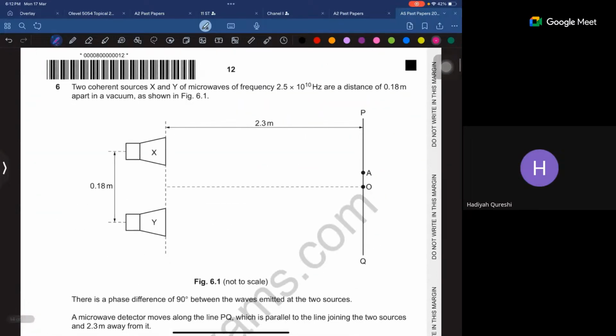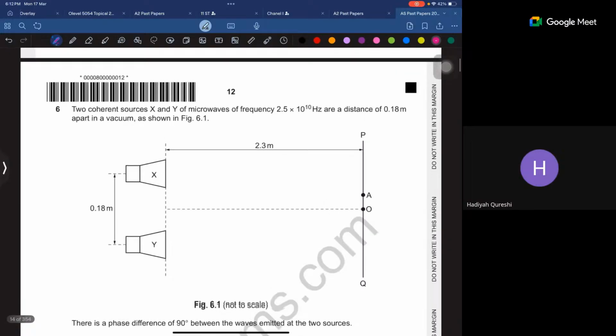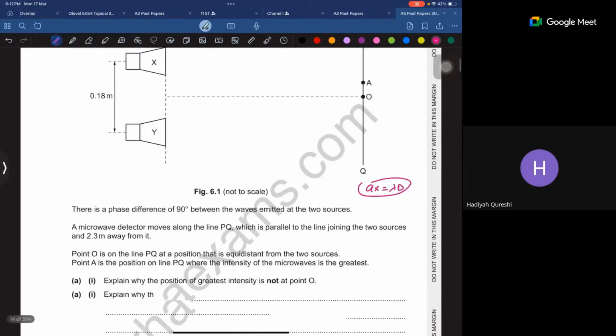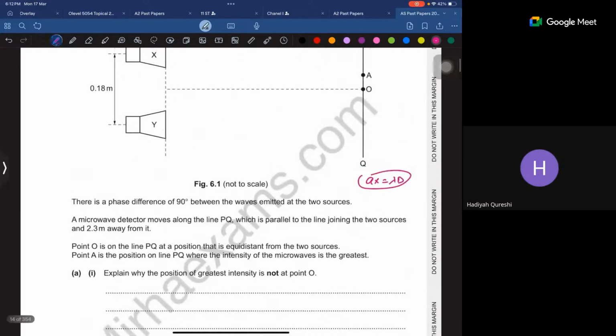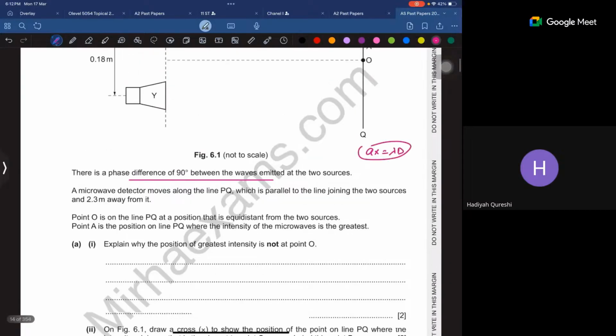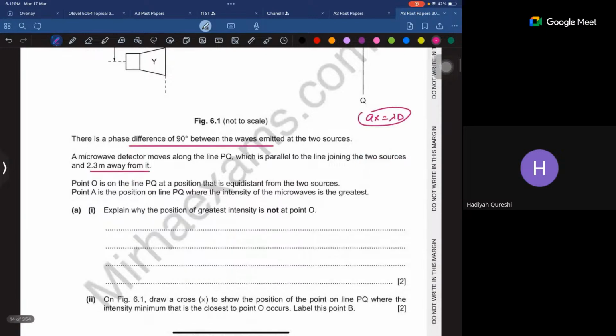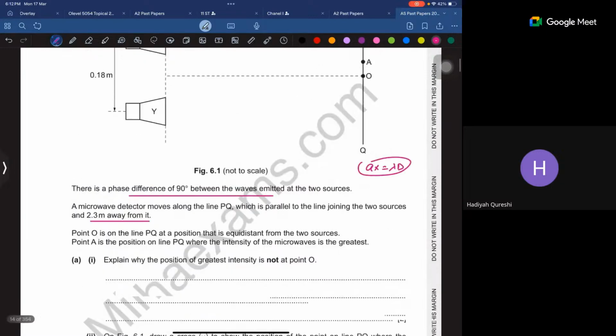Then two coherent sources X and Y of microwave frequency are distance 18 apart. Okay, so they are coherent. This is a classic double slit. Every time I see double slit, I only remember one formula: ax over d equals lambda. So let's try this. There is a phase difference of 90 degrees between the waves emitted. Oh my goodness, something new has come up. The microwave detector moves along PQ, which is parallel to the line joining the two sources, and 23 away from it. What? Okay.